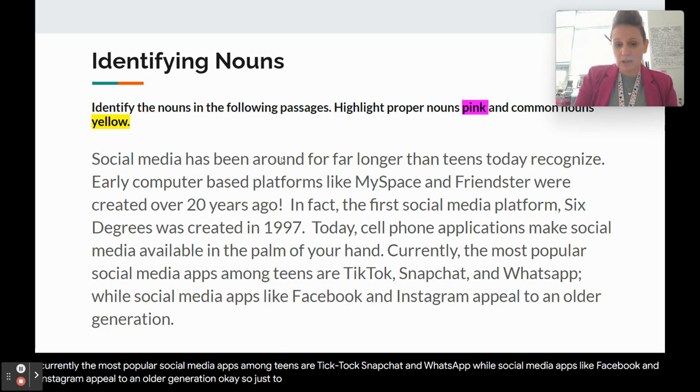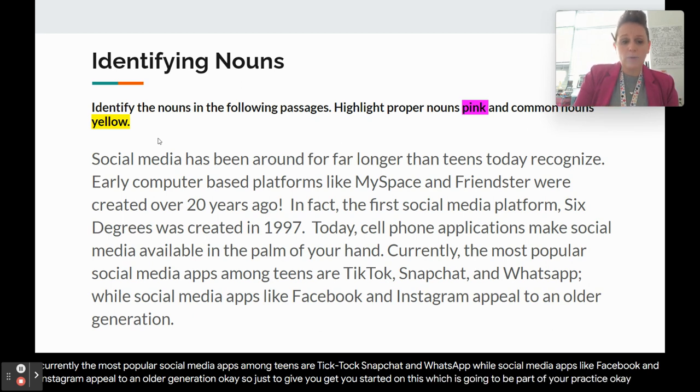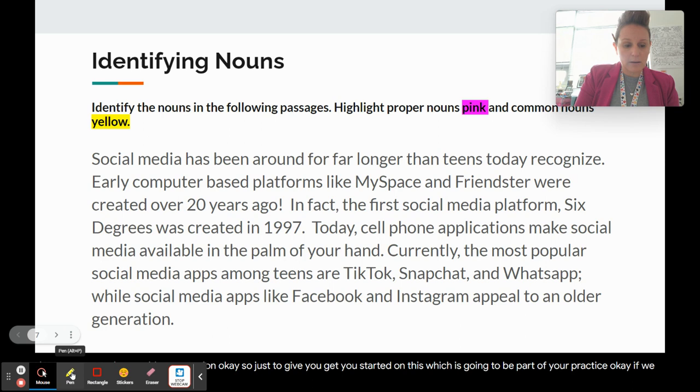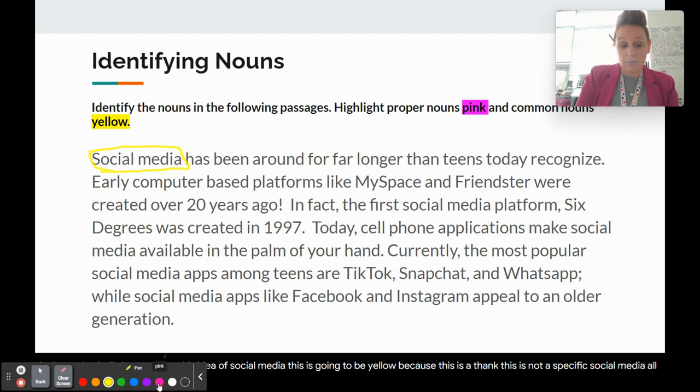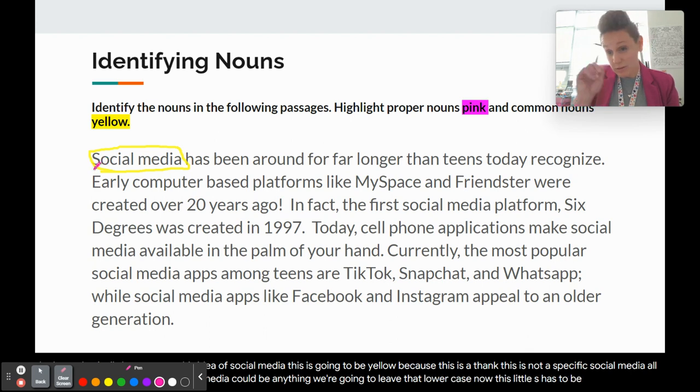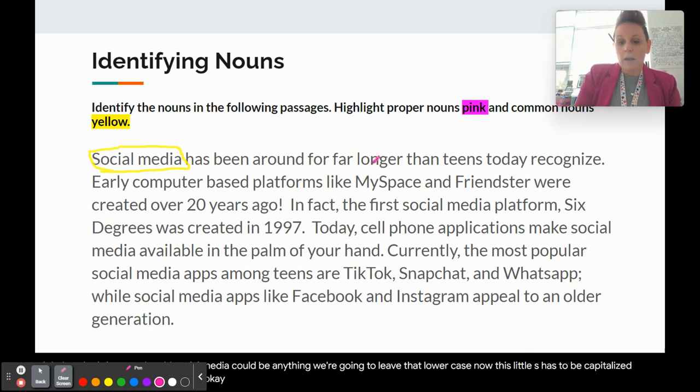Okay, so just to get you started on this, which is going to be part of your practice, if we look very basically here, even at this idea of social media, this is going to be yellow because this is a thing. This is not a specific social media. It could be anything. We're going to leave that lowercase. Now, this little s has to be capitalized. Remember, it's the first letter in our sentence. Teens, oops, I have to go back to my yellow. Teens, those are ordinary things, ordinary people. It's not specific teens.